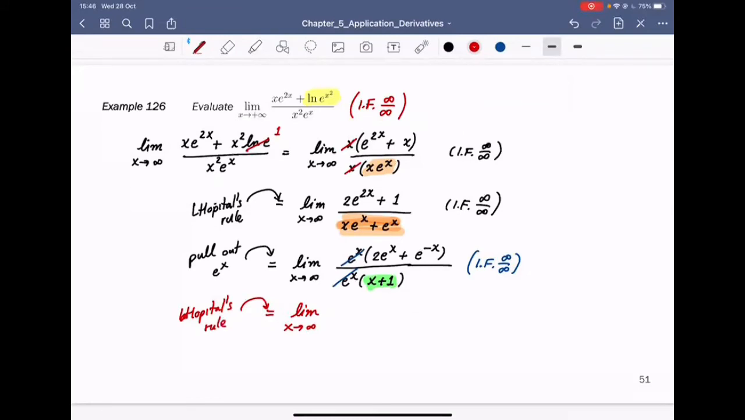Differentiate 2e to the x, you get 2e to the x. Differentiate e to the negative x, you get negative e to the negative x. Differentiate x, you get 1. Differentiate 1, you get 0. At the end, you get the limit as x goes to plus infinity of 2e to the x minus 1 over e to the x. Now you can see that if you plug in infinity, you're going to get infinity minus 0, which is infinity. So the answer is going to be plus infinity.